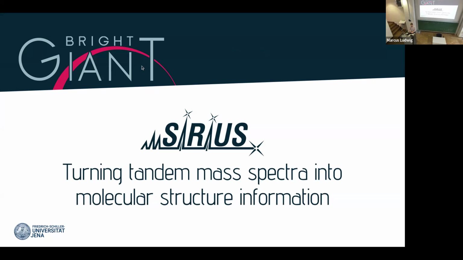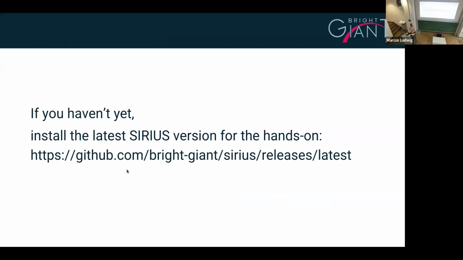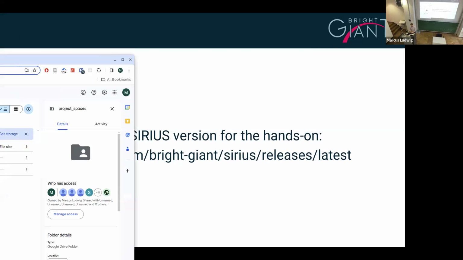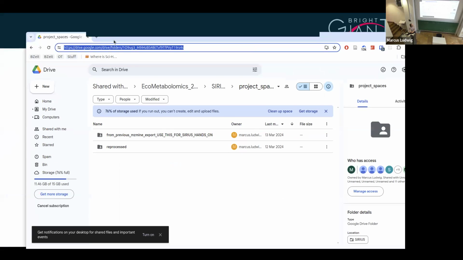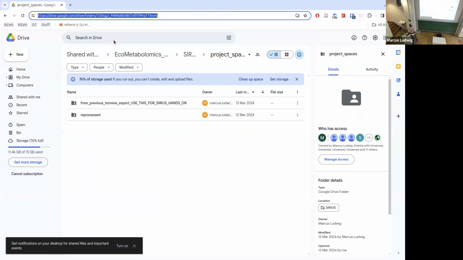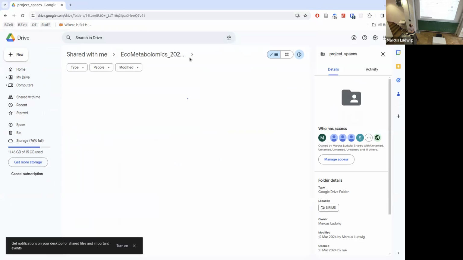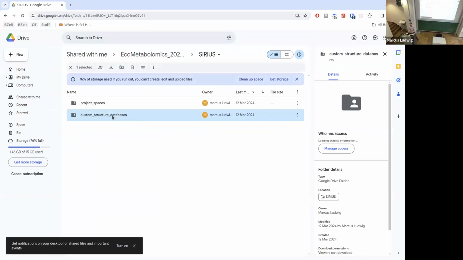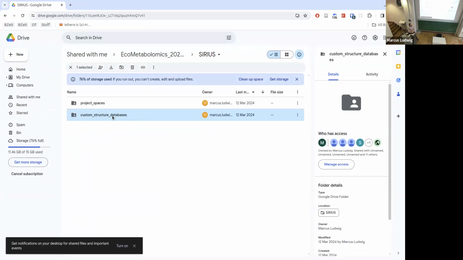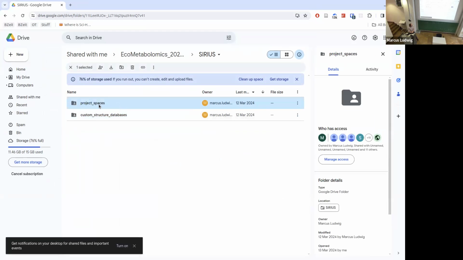But before we start, if you haven't so far, first of all, download the Sirius software, because in the hands-on we are going to use it. And we also have some data in the drive that we shared for Sirius. If you haven't downloaded it, we will need this file here, the custom structure databases. This is very small and downloads quite swiftly.